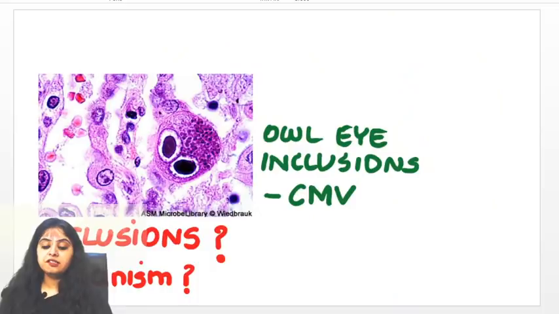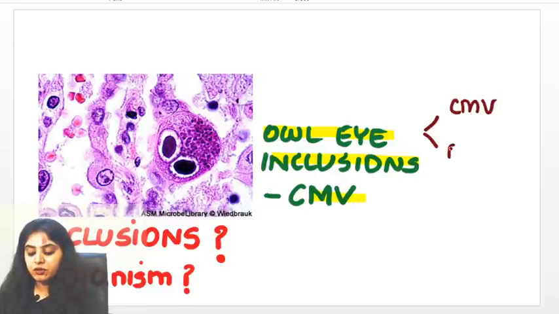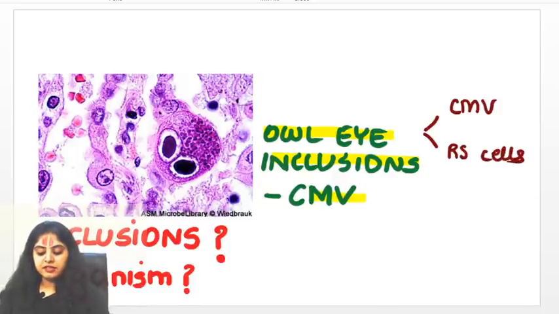Okay, let's quickly see some inclusions. Everyone remembers the very famous owl eye inclusions that you see in CMV. I hope you remember owl eye you see in cytomegalovirus, and you also see in the Reed-Sternberg cells. Yes, you also see in the Reed-Sternberg cells.